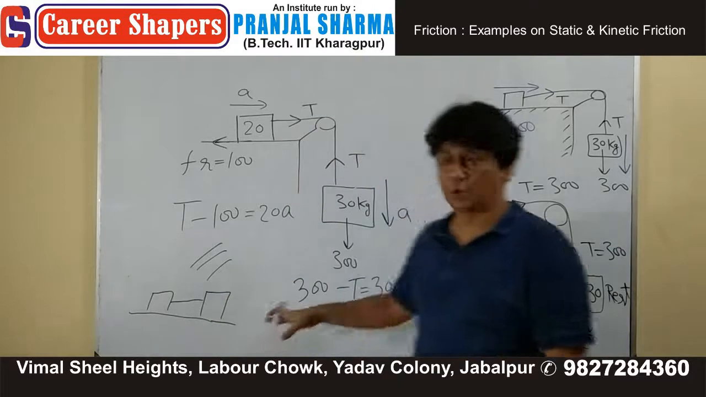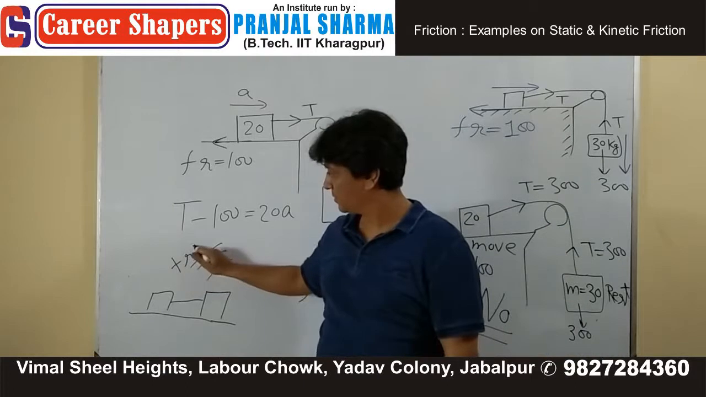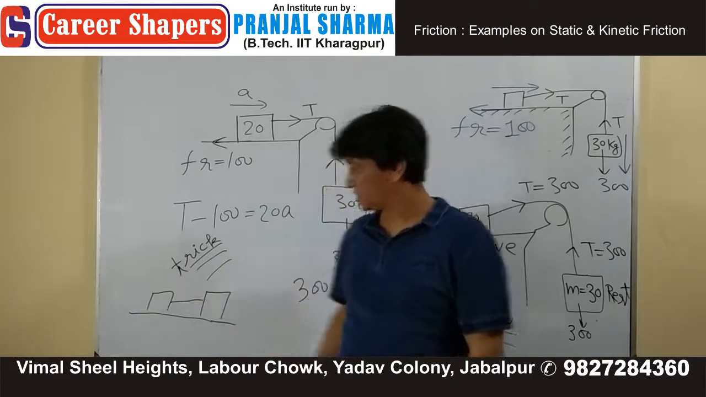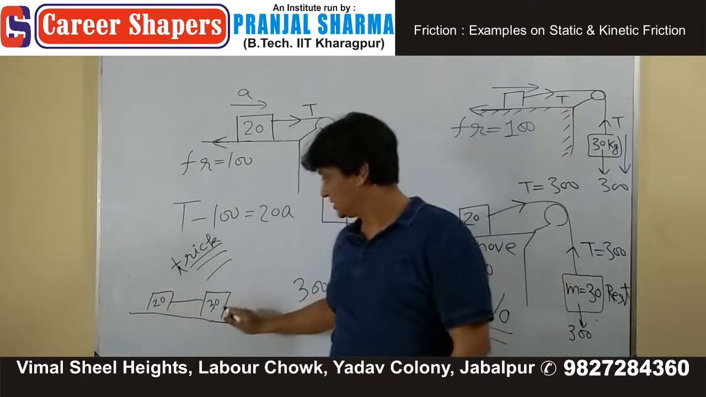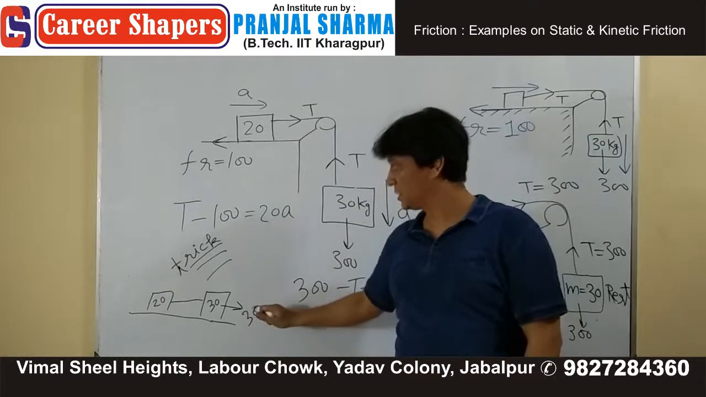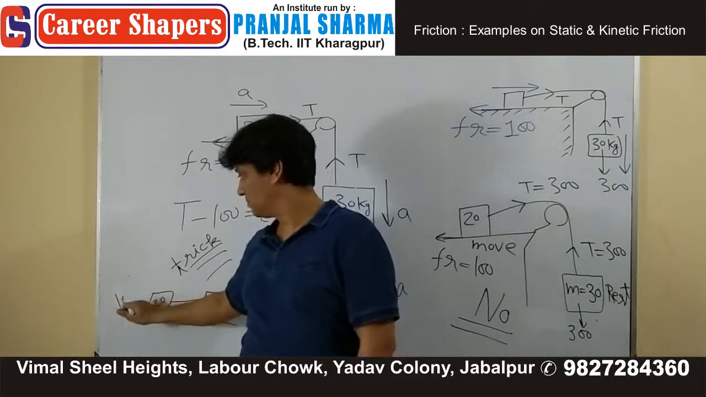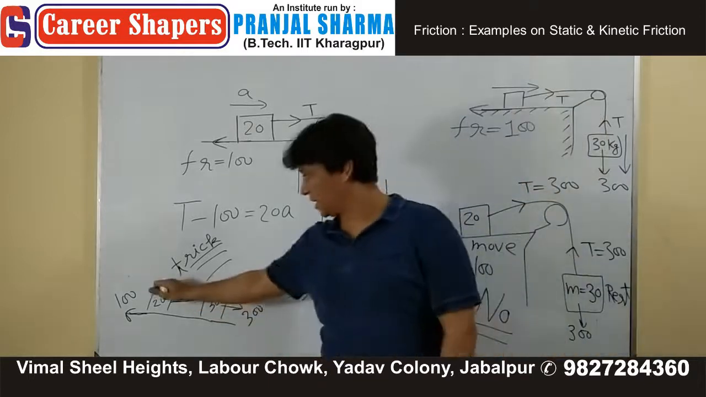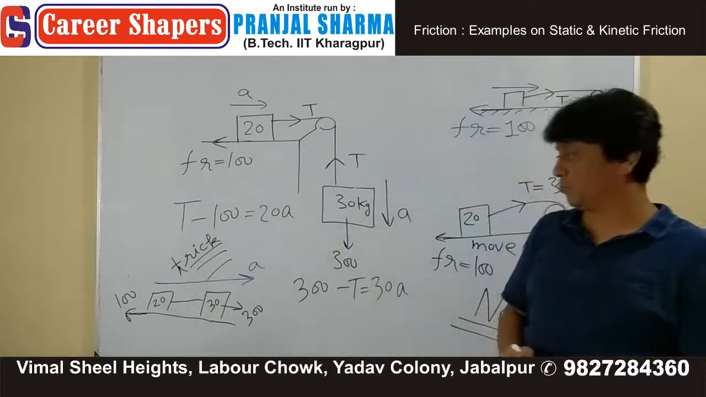If they give you this whole thing in an objective question, then as a trick, you can use this. What is the trick? 30, 20. इस 30 को कौन खींच रहा है? 300. इस 20 को कौन रोक रहा है? 100. और ये पूरी चीज इधर जा रही है with what acceleration? A.